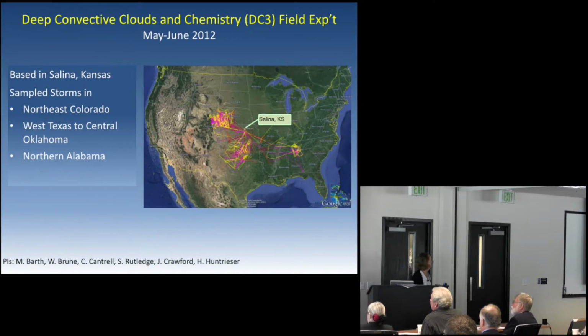We did this 3 years ago with the Deep Convective Clouds and Chemistry field campaign back in May and June 2012, where we based our operations in Salina, Kansas, but we sampled thunderstorms in northeast Colorado, West Texas to Oklahoma, and northern Alabama.